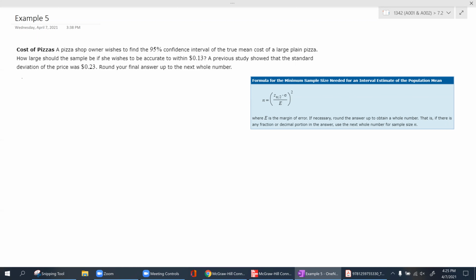All right, so what's given? I need to find my z alpha over 2 for the 95% confidence interval. How large should the sample be if she wishes to be accurate within 0.13? That is my margin of error, 0.13. My standard deviation is 0.23. That's really all the formula needs.